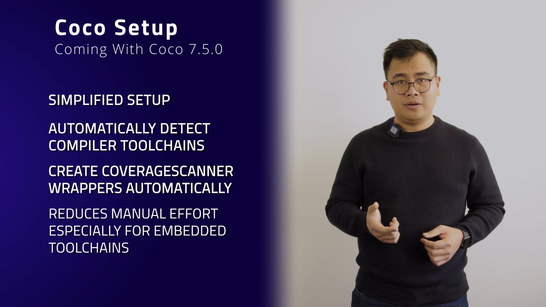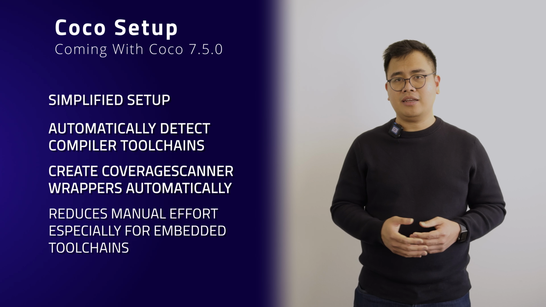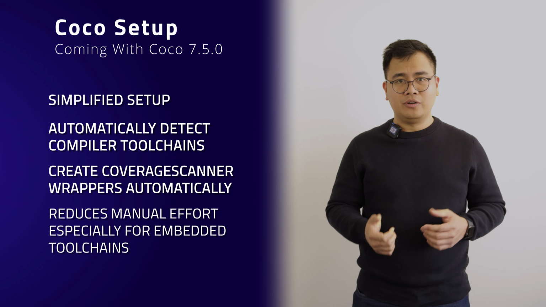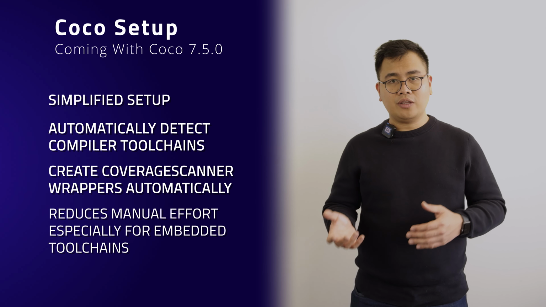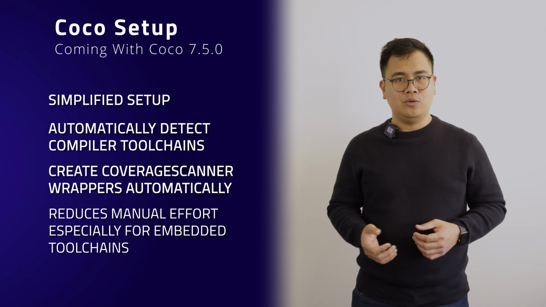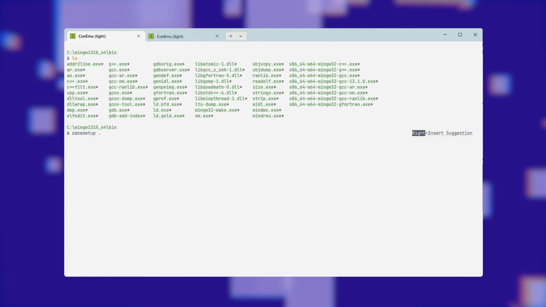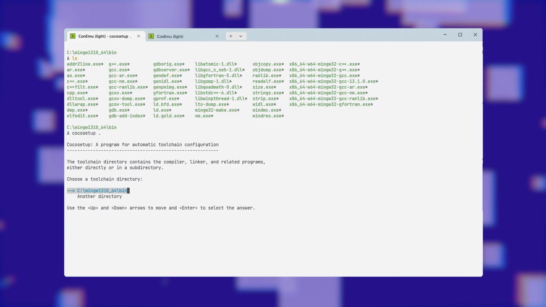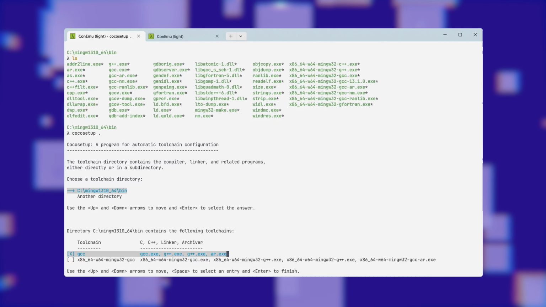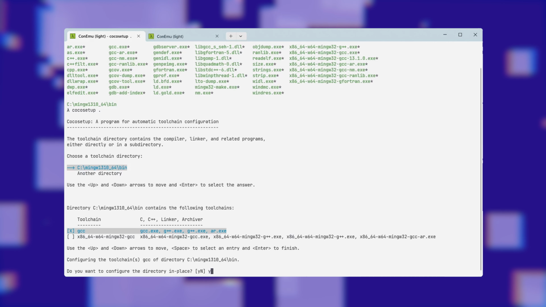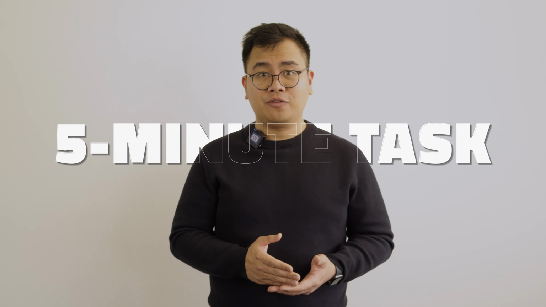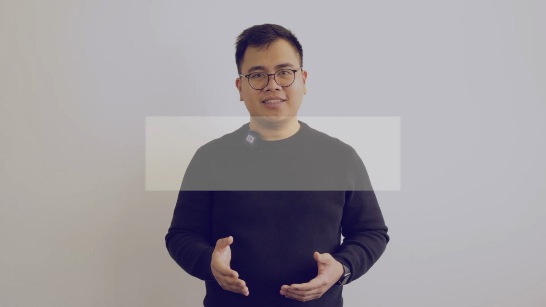There are two options for where your coverage scanner wrappers can be created. You can create them in place for restricted environments like IDEs, or you can create them in a separate directory for command line usage. Running Coco Setup is also very easy. You just execute it in your terminal, and it provides you a guided step-by-step experience in configuring your toolchains. Setting up Coco previously used to require a lot of deep specialist knowledge, but now it's a simple 5-minute task. And this enables a workflow shift. Coverage stays enabled during your entire development process, and you can use it continuously instead of it being a late-stage gate.